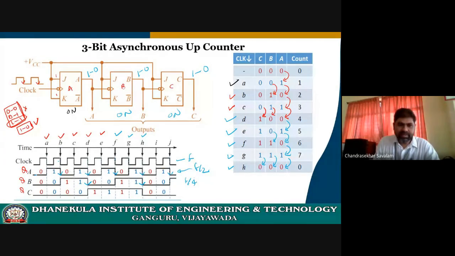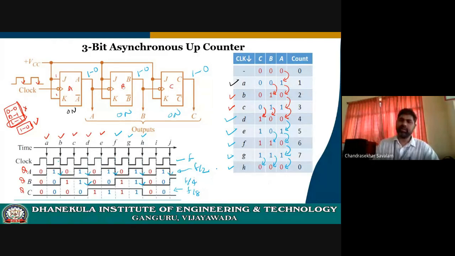See here, this is one cycle. QA one cycle is equal to 2 cycles of the actual clock. Similarly, QB one cycle is equal to 4 cycles of the clock. That's why it is F by 4. Similarly, QC is F by 8.